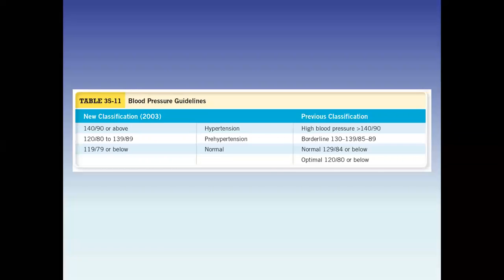Now this is the blood pressure. So these are the guidelines. If you have 140 over 90 or above, it's hypertensive. If you have 120 over 80 to 139 over 89, it's prehypertensive, the borderline. And if you have 119 over 79 or below, it's normal blood pressure.